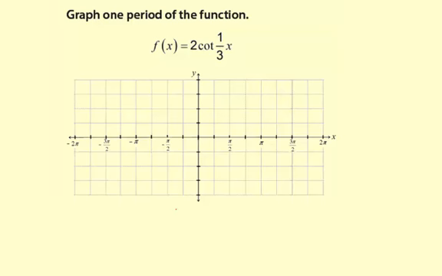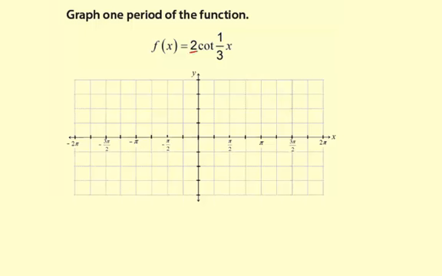Graph one period of the function f of x equals 2 cotangent 1/3 x. So I know the basic cotangent function has a period of pi and has an asymptote at 0, another asymptote at pi, and it's decreasing, so it goes downhill, intersects at pi over 2, and then continues on down. Need to find out what transformations are here, and then we can create the graph.